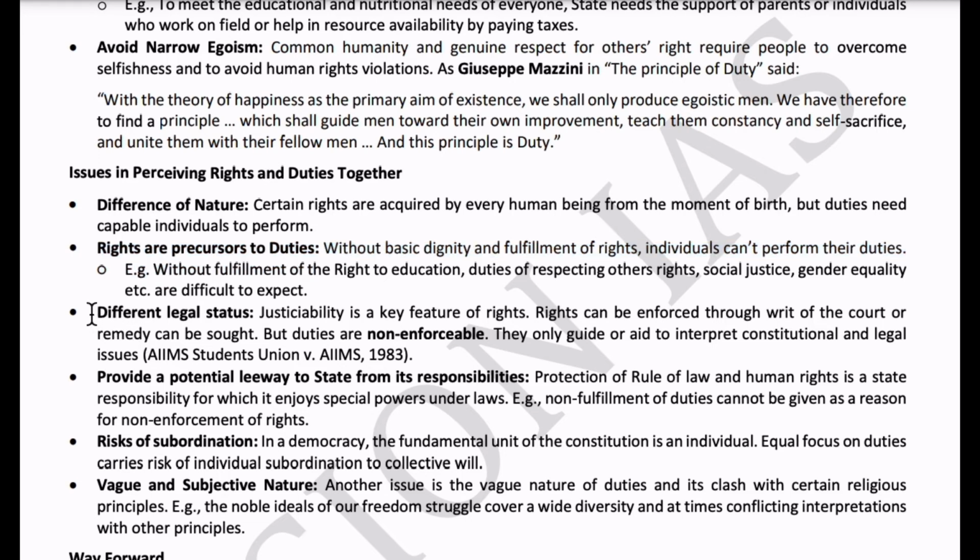Next is different legal status. Both have different legal status, like fundamental rights are enforceable by writ of court, and on the other side fundamental duties can't be enforceable. That means there is a different legal status, and if there is different legal status, there will arise a question like, how can these fundamental rights and fundamental duties be balanced. So that is one of the challenges.